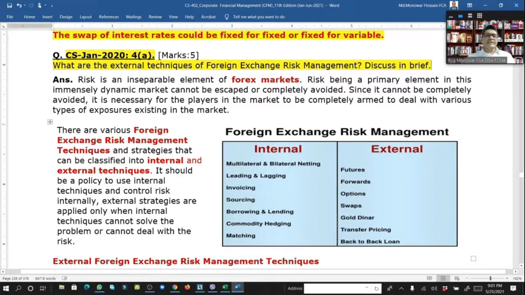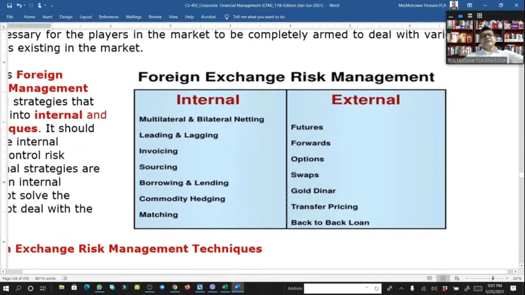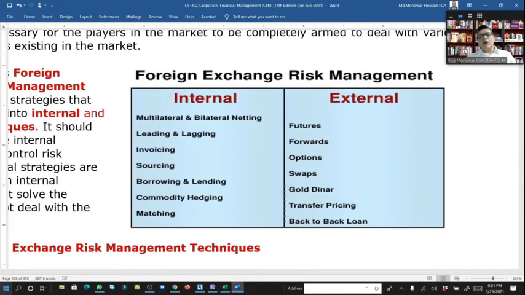There are various foreign exchange risks. Some are internal, some are external. Here it is saying the technique of foreign exchange risk management, how to manage the foreign exchange risk. Your question says external. So through the future, option, forward contract, swap, gold, dinar or dollar, etc., transfer pricing, back-to-back loan, etc. These are the external factors for foreign exchange risk management.